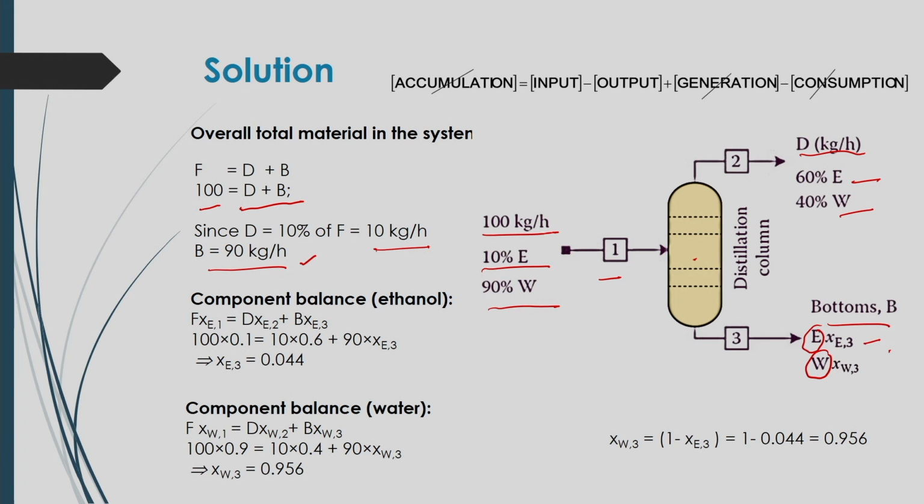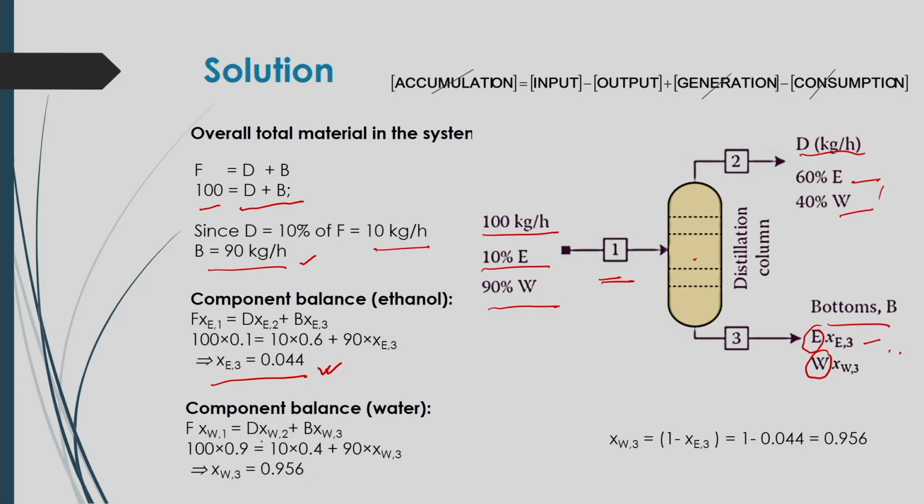If we do that, then it will be equal to F into Xe1, that will be D into Xe2 plus B into Xe3. That is, in the inlet whatever ethanol is there, in the outlet also the total amount of ethanol will be the same, based on which we can solve this for Xe3, that means in stream 3 what will be the composition of ethanol there. So it is coming like this.